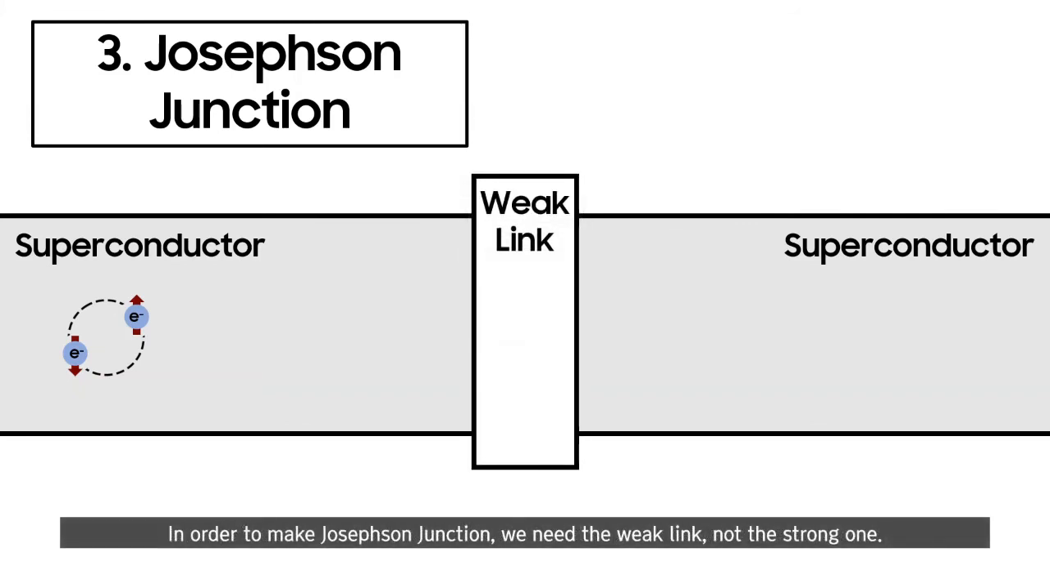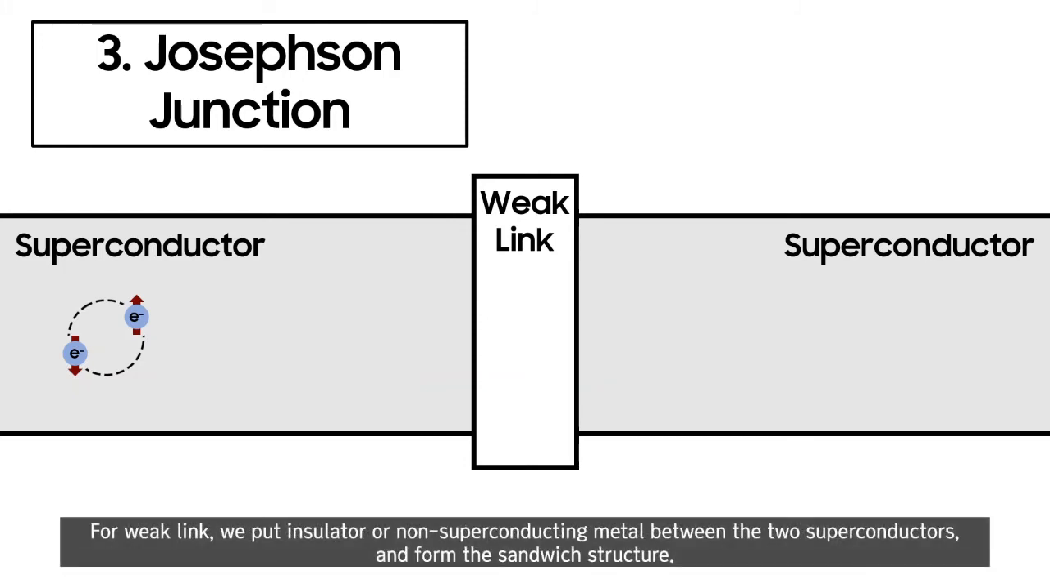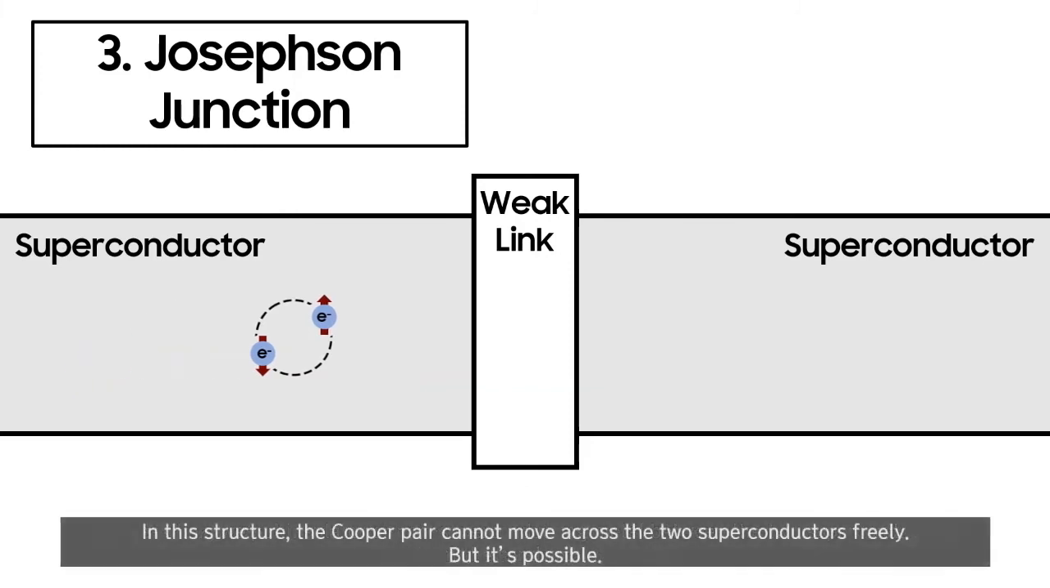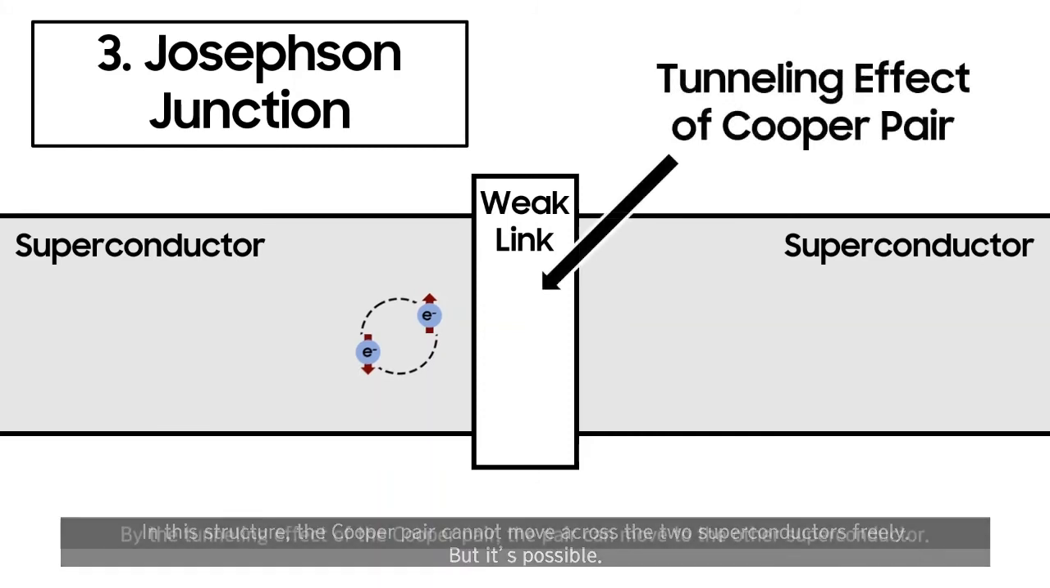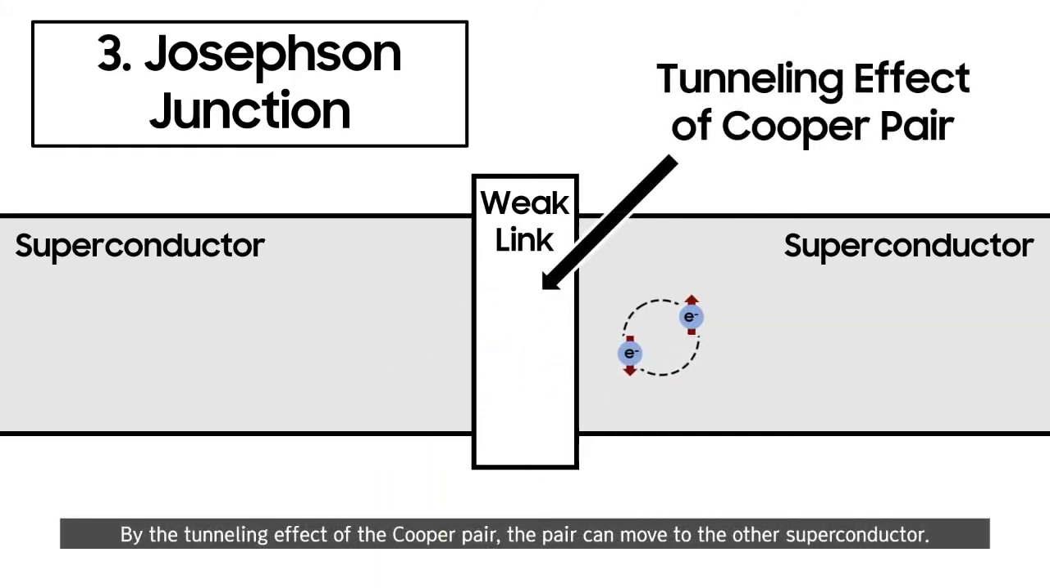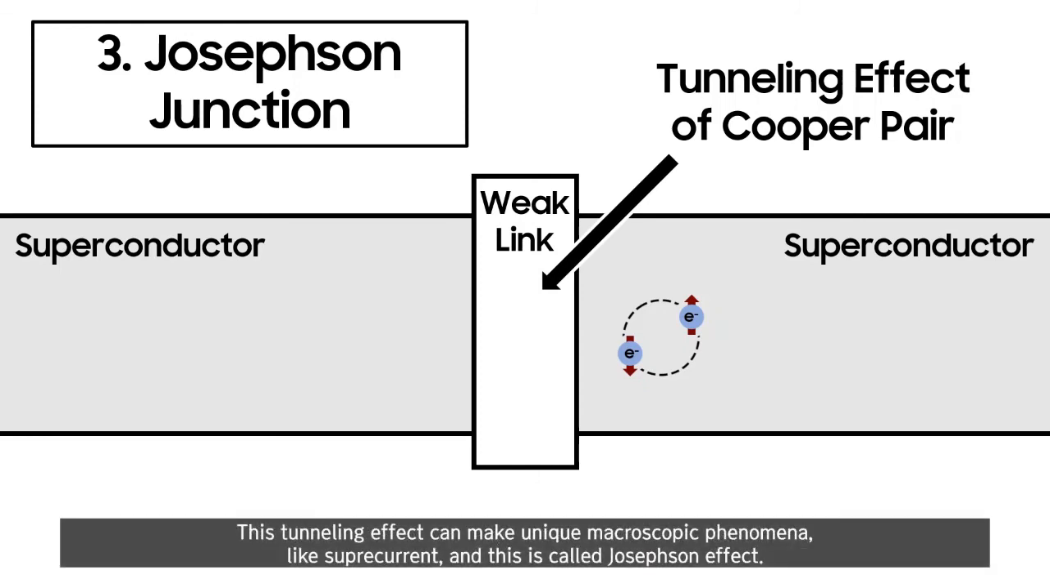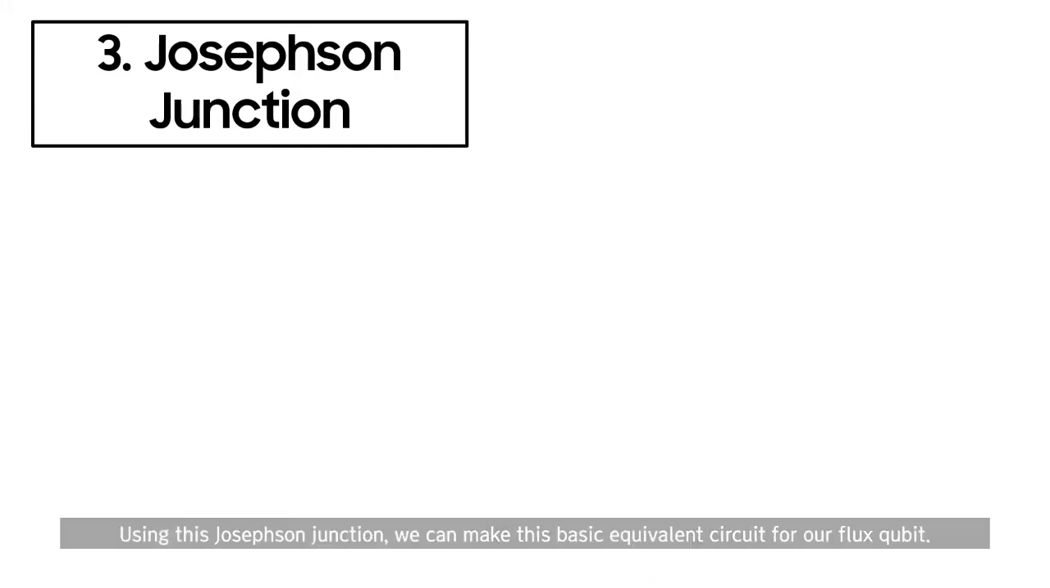In order to make Josephson junction, we need the weak link, not the strong one. For weak link, we put insulator or non-superconducting material between the two superconductors and form the sandwich structure. In this structure, the Cooper pair cannot move across the two superconductors freely, but it's possible. By the tunneling effect of the Cooper pair, the pair can move to the other superconductor. This tunneling effect can make unique macroscopic phenomena like supercurrents, and this is called Josephson effect.